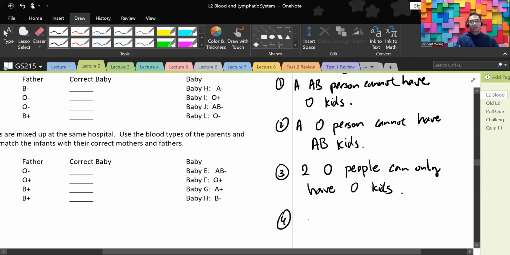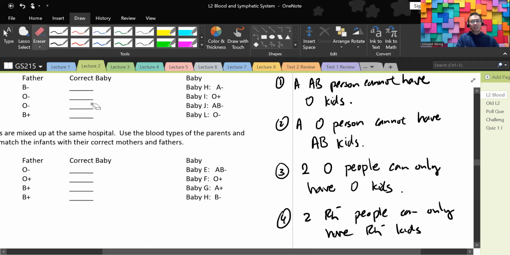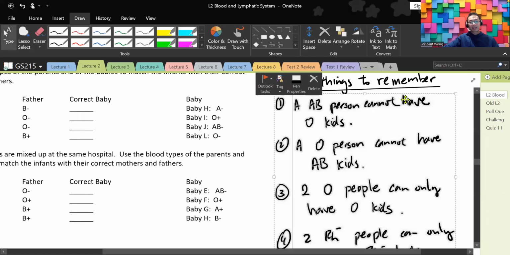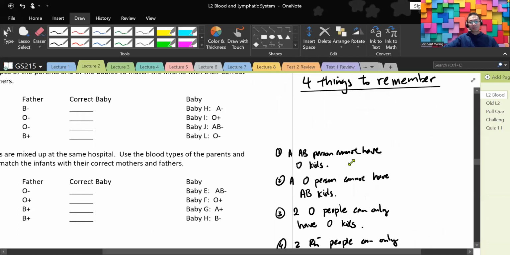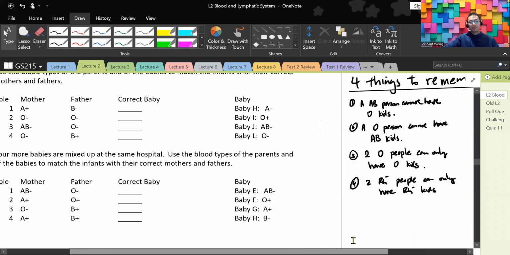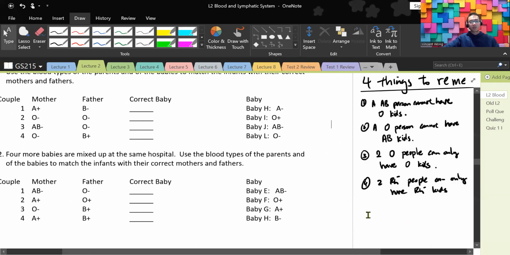Same thing: two Rh negative people can only have Rh negative kids. These are the things you have to memorize. Remember, when you do these types of questions, do not start doing a Punnett square and stuff like that. Number one, that's going to take way too much of your time on a test. And number two, it's actually more confusing when you do a Punnett square.